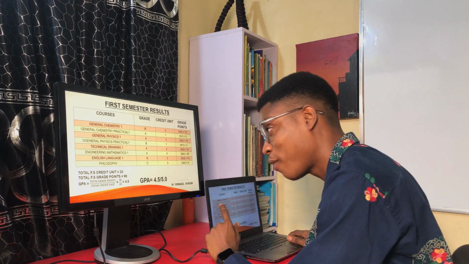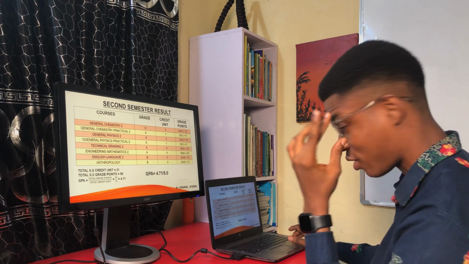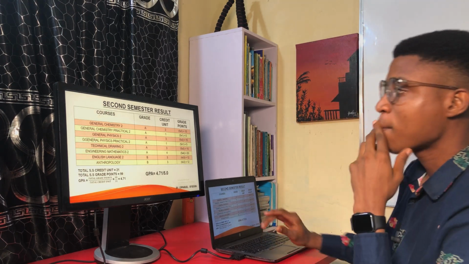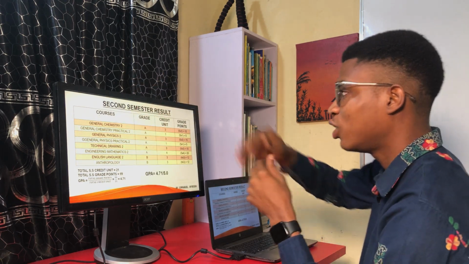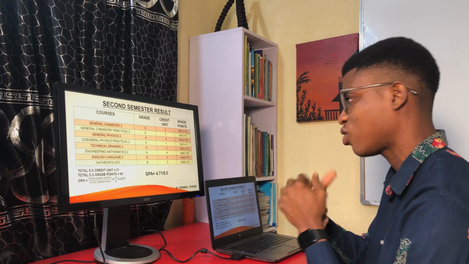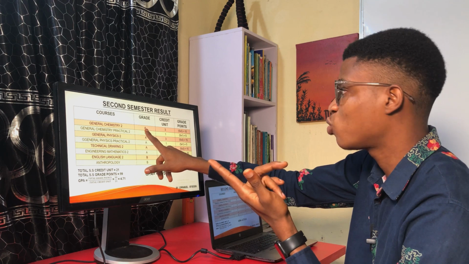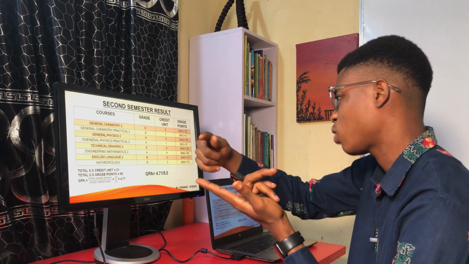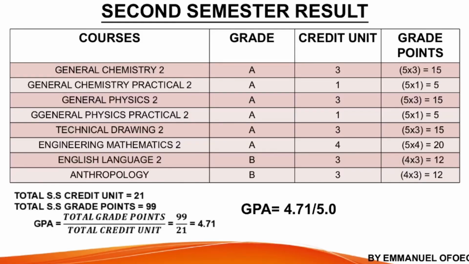The last semester was 4.5, right? But let's not put emphasis on the result. This is my result. If you look at this, of course, this is second semester: General Chemistry 2, General Chemistry Practical 2, Physics. We did all these courses, and in General Chemistry 2, I got an A. I think last semester was a B. I got an A, and A signifies 5, and the credit unit is 3, so 5 times 3 is 15. You do the same thing.